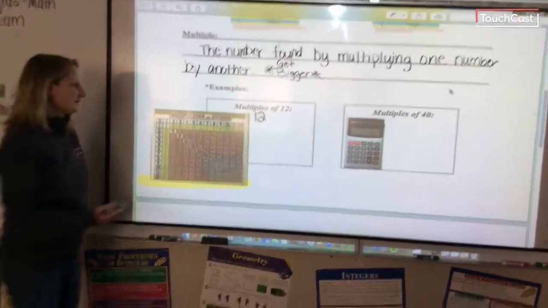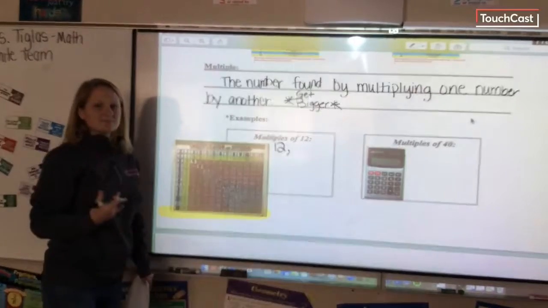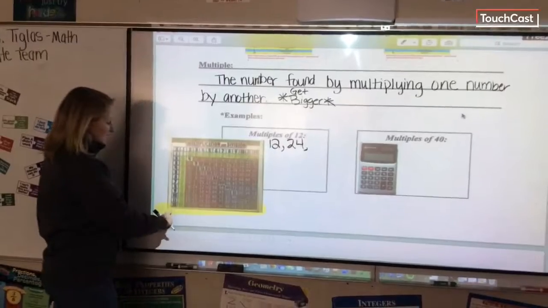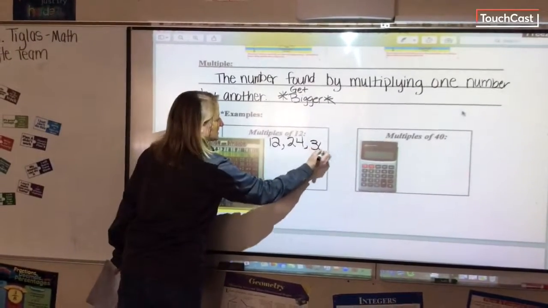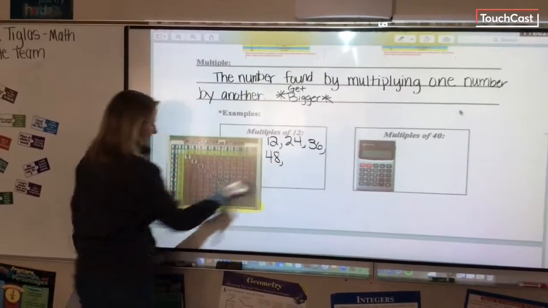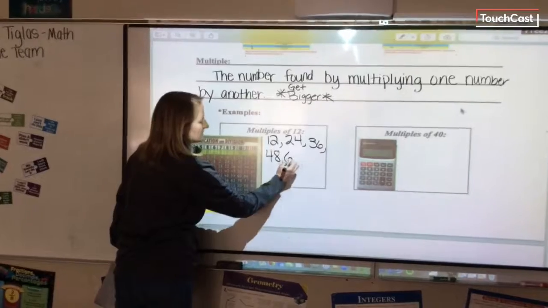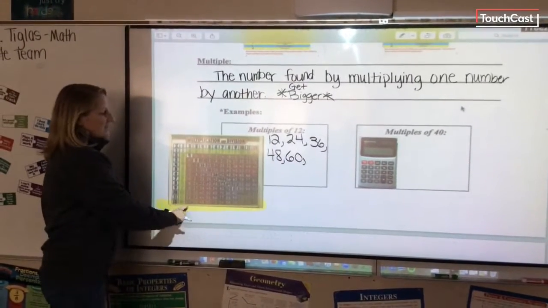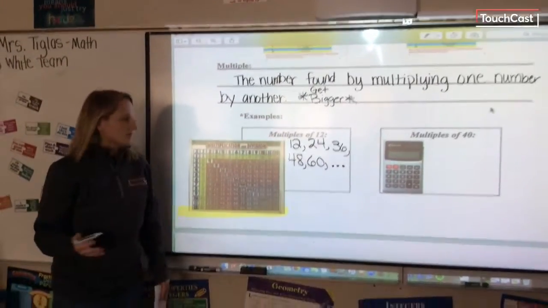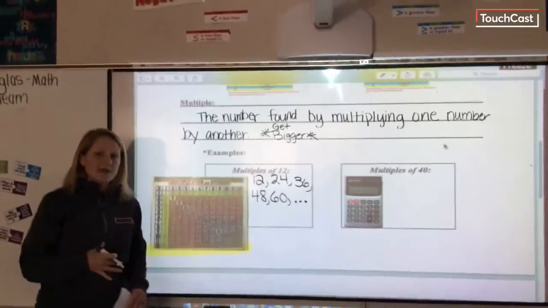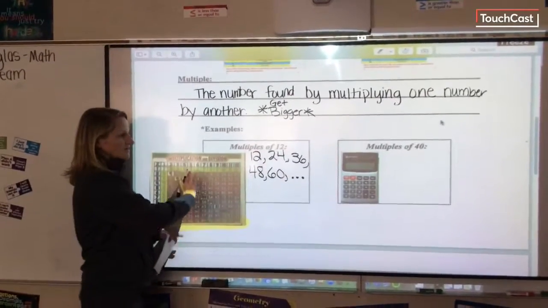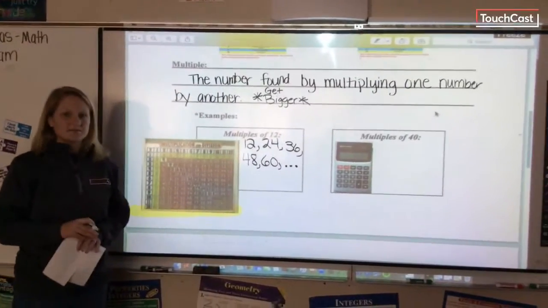12 times 1 is 12. Then we would do 12 times 2. 12 times 2 is 24. Then 12 times 3 would be 36. 12 times 4, 48. 12 times 5, 60, etc. These would be infinite. Okay, multiples go on forever. They would never stop. When we were talking about factors before, there's always a specific list for factors. But when we talk about multiples, those could go on infinitely.